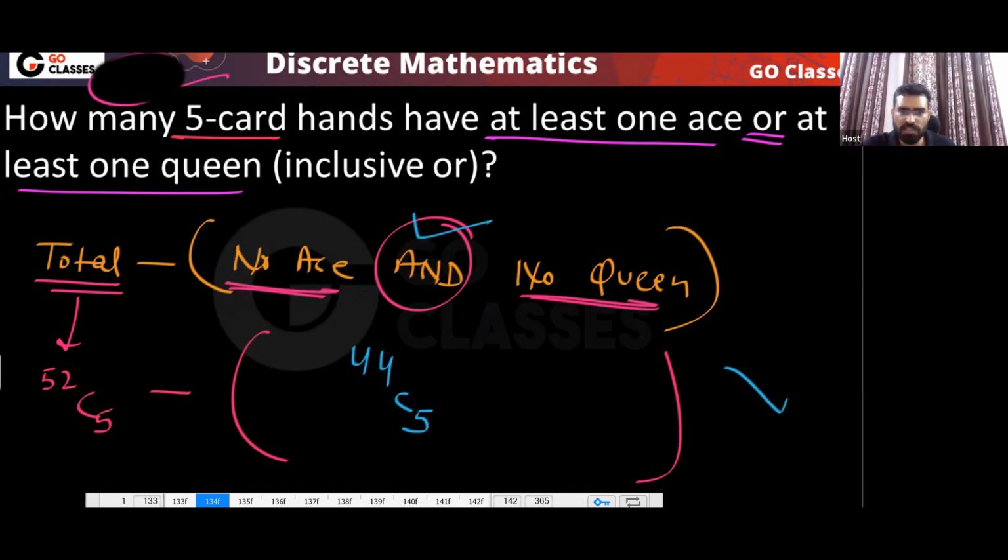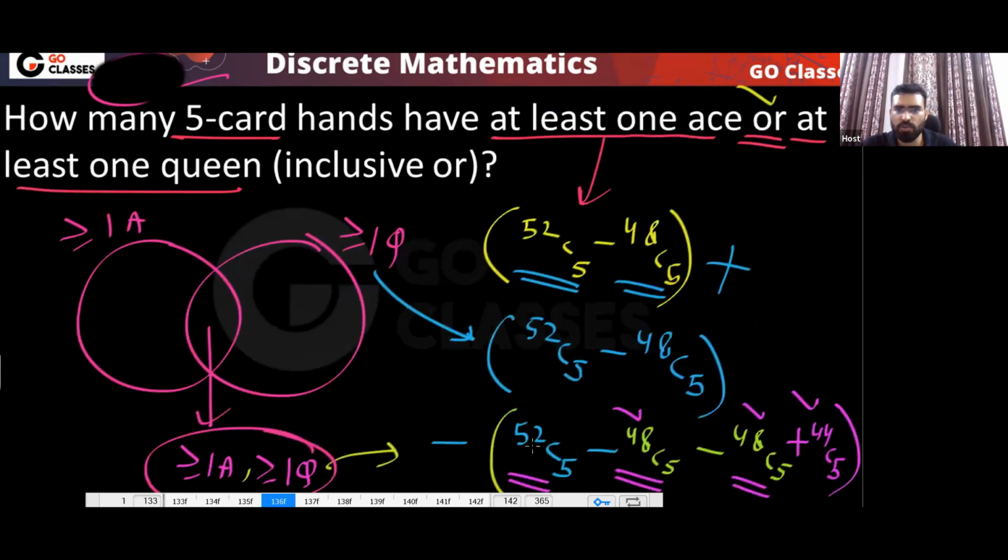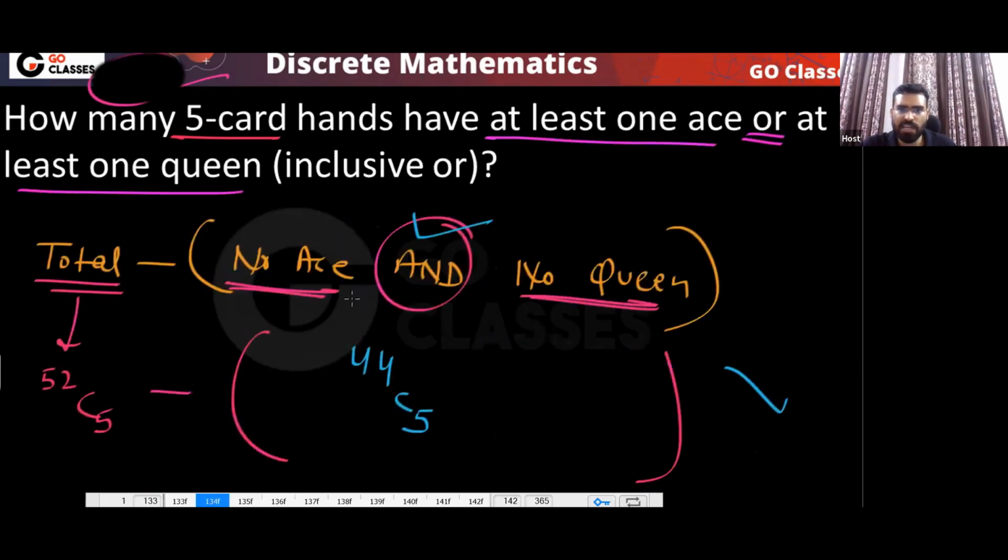So actually, if you notice, we don't have to do all this. We can just directly do it. Ultimately, all will cancel out, and finally you will get this. But this is the best method, because you want at least one ace or at least one queen. So I can say total minus no ace and no queen. This is much easier.